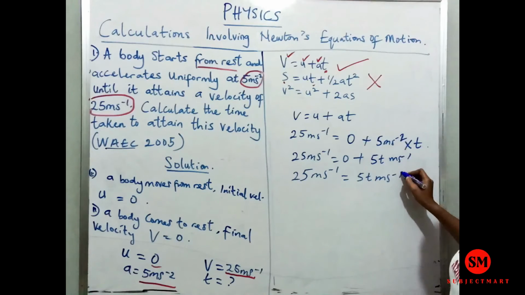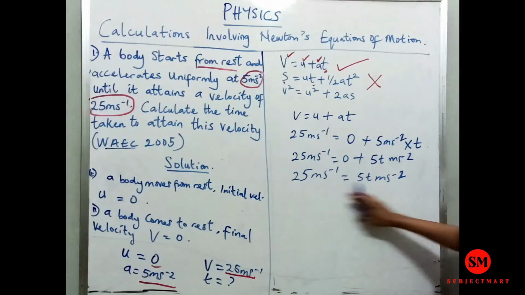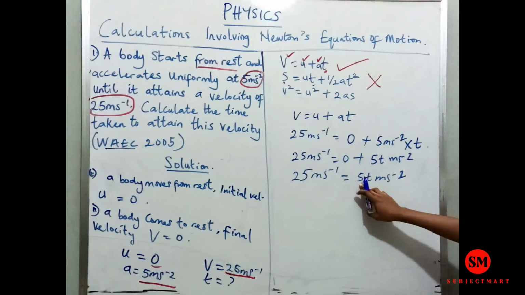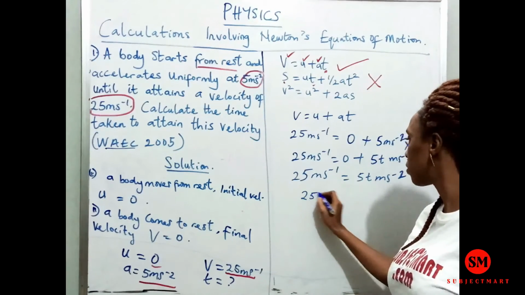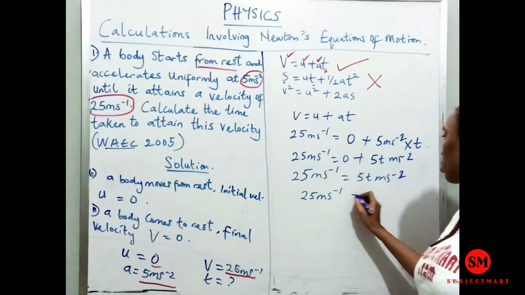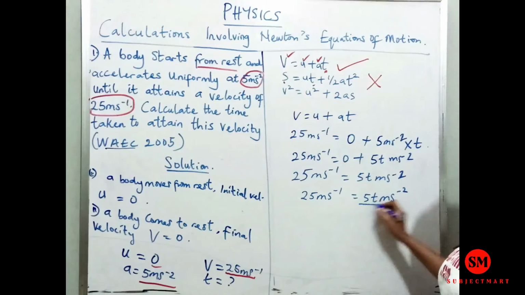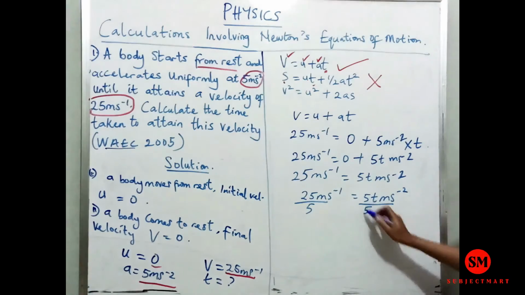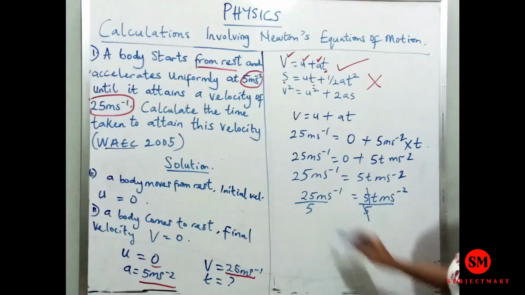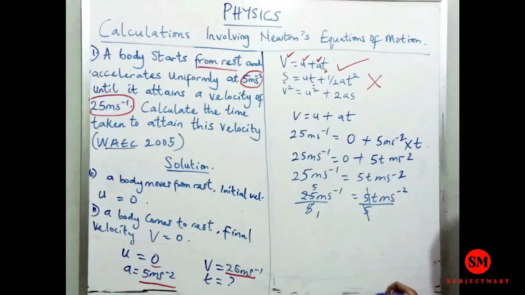As I mentioned, don't make a mistake, it's meter per second squared. So from here we divide both sides by 5 to make our t stand alone. So we have 25 meter per second equals 5t meter per second squared. Divide this side by 5, divide this side by 5. 5 cancels 5. This here is 1, this here is 5.